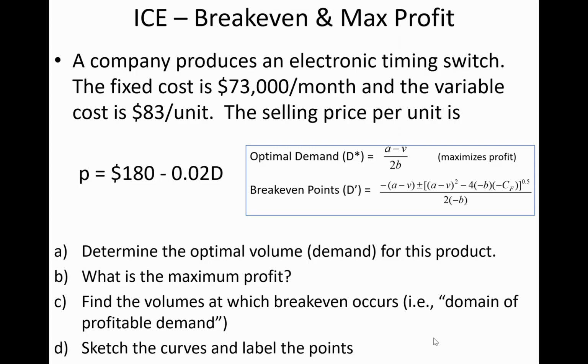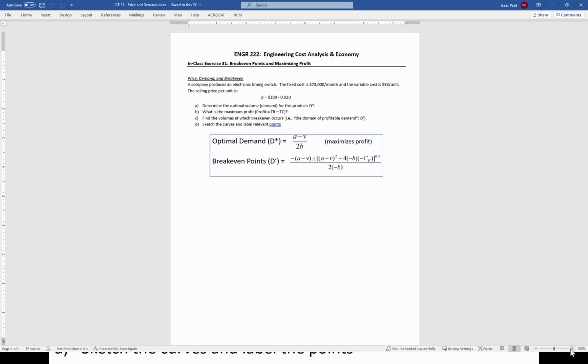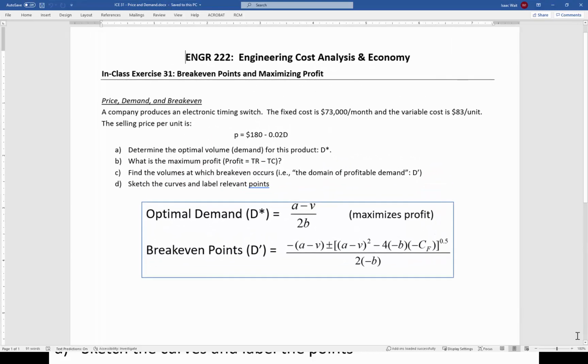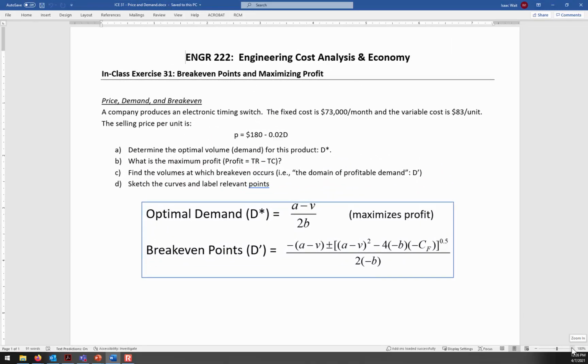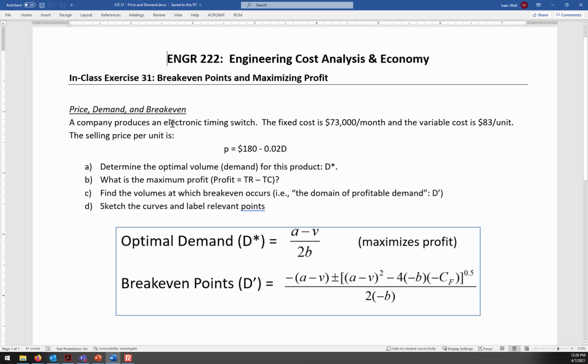All right, here's our in-class exercise. You may have it printed looking like this. Let's see what we have here. What's the situation? Our company is producing an electronic timing switch. The fixed cost is $73,000 a month, so that's C sub F. The variable cost is $83 per unit. Okay, so that's lowercase v. Variable cost per unit is 83.